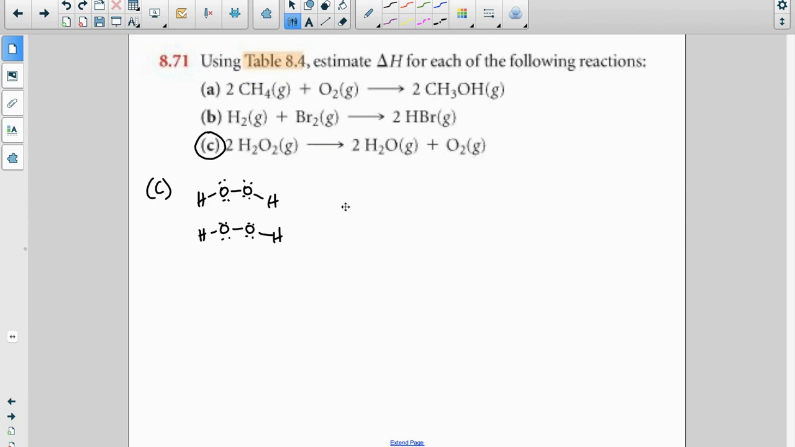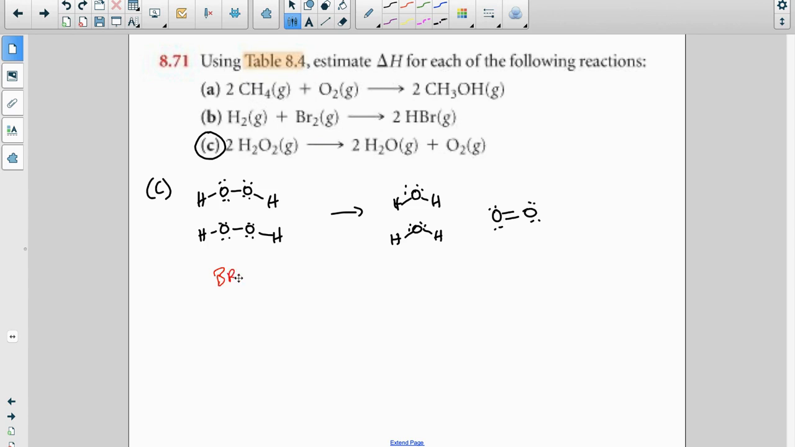So 2 H2O2 is changing into 2 H2O molecules. You should know that they look like this. And O2 has a double bond. All right, so let's look at what needs to break and what needs to be formed.